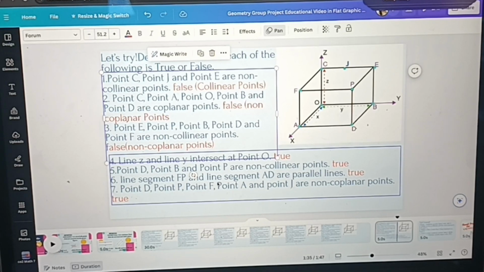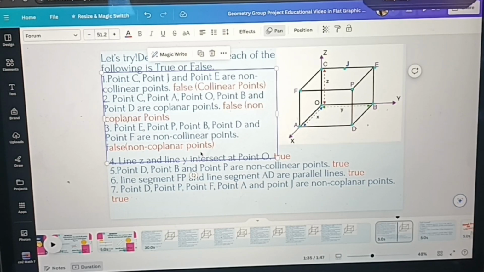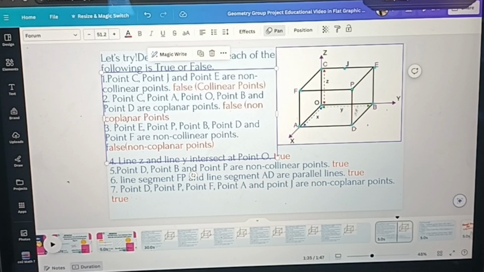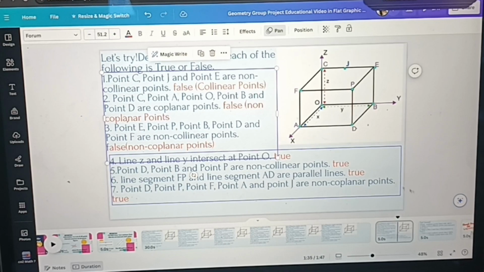So, number 6 tayo. Line segment FB, line segment FP, and line segment AD are parallel lines. Of course, they are parallel lines. They do not intersect each other. Number 7: point D, point P, point F, point A, and point J are non-coplanar points. Of course, we are talking about the plane, points inside the plane plus outside, so we are talking about non-coplanar points. Okay? So I hope you got 7 out of the given examples.